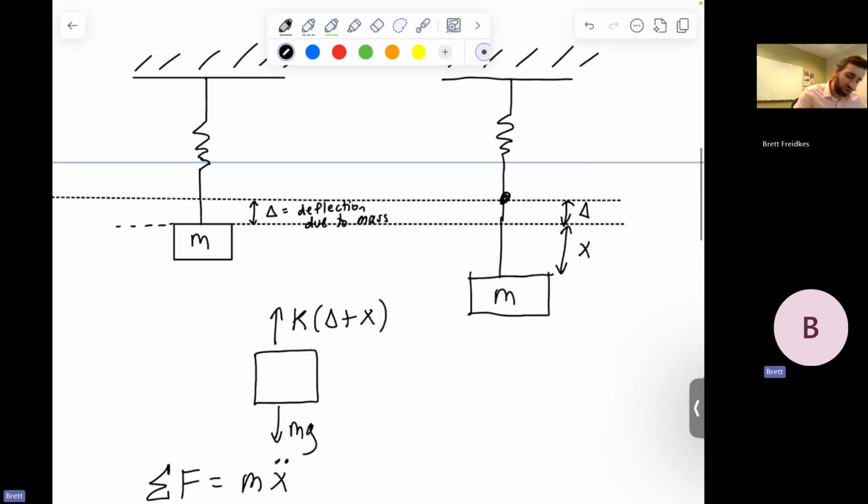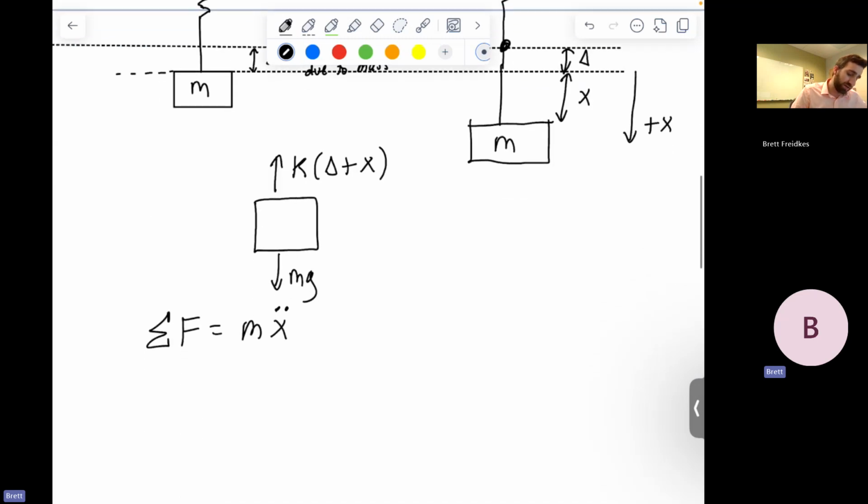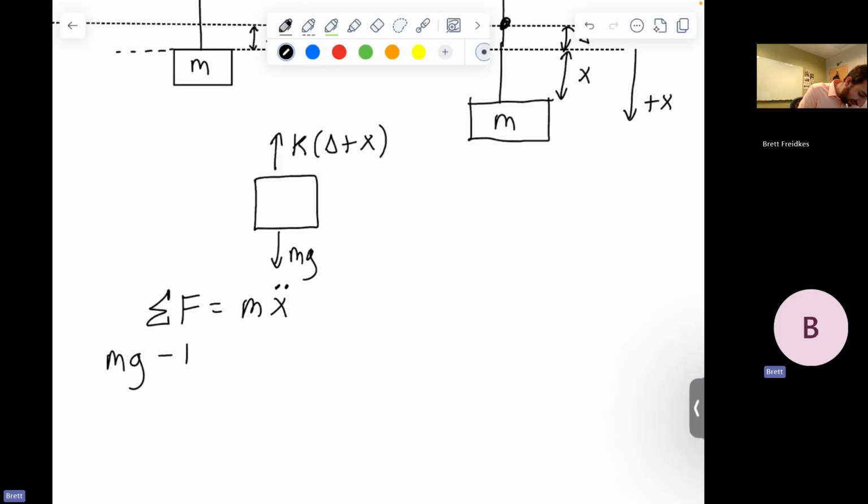So if I were to sum the forces and set that equal to m x double dot, let's go ahead and assume that the positive x direction is down. And again, that's kind of arbitrary. You can define it however you'd like. But if I'm assuming that it's moving in that direction at this point in time, I would rather say that's positive, so we don't end up with some weird signs popping up, because we're assuming that it's moving in the direction that is positive. So the acceleration would be in that same direction. So if we do this, we'll have mg, that's pointing in the positive x direction, minus k(delta plus x) is equal to m x double dot.